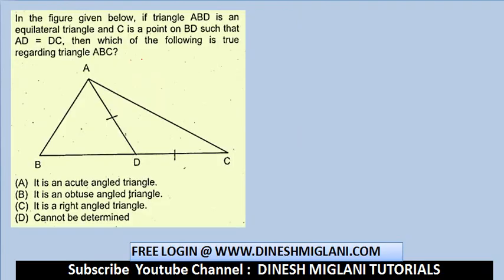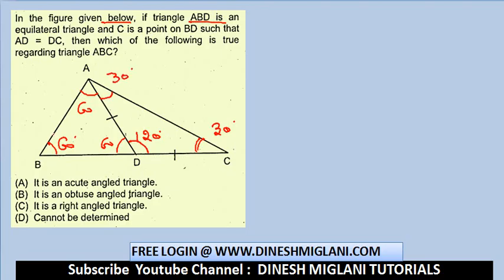Next question is, in the figure given below, triangle ABD is an equilateral triangle. This is 60, this is 60 and this is 60. Now C is any point on BD such that AD equals DC. This side length is equal to this. Now if this is 60, this must be 120. Since these two sides are equal, the sum of these angles must be 60 and they are equal, so this is 30 and this is 30.